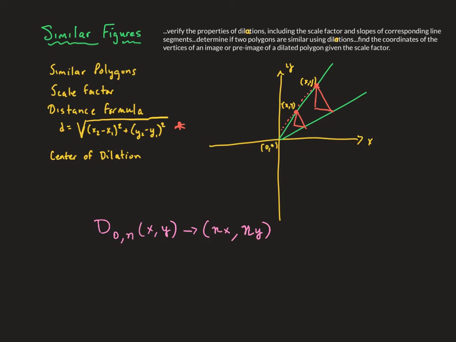So the segments in similar figures have the same slope after the dilation. And the center of dilation does not always have to be the origin here. Yes, it is the origin, but it could just be a point. It could be a different location on the coordinate plane. So just keep that in mind when we're working with this and looking at the orientation of the images.